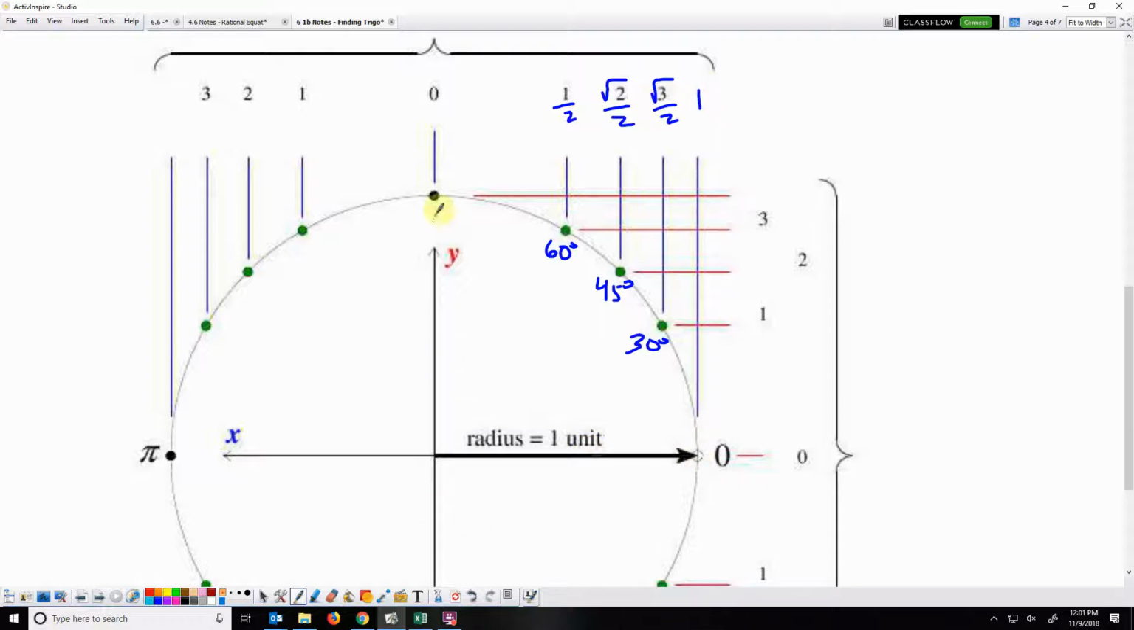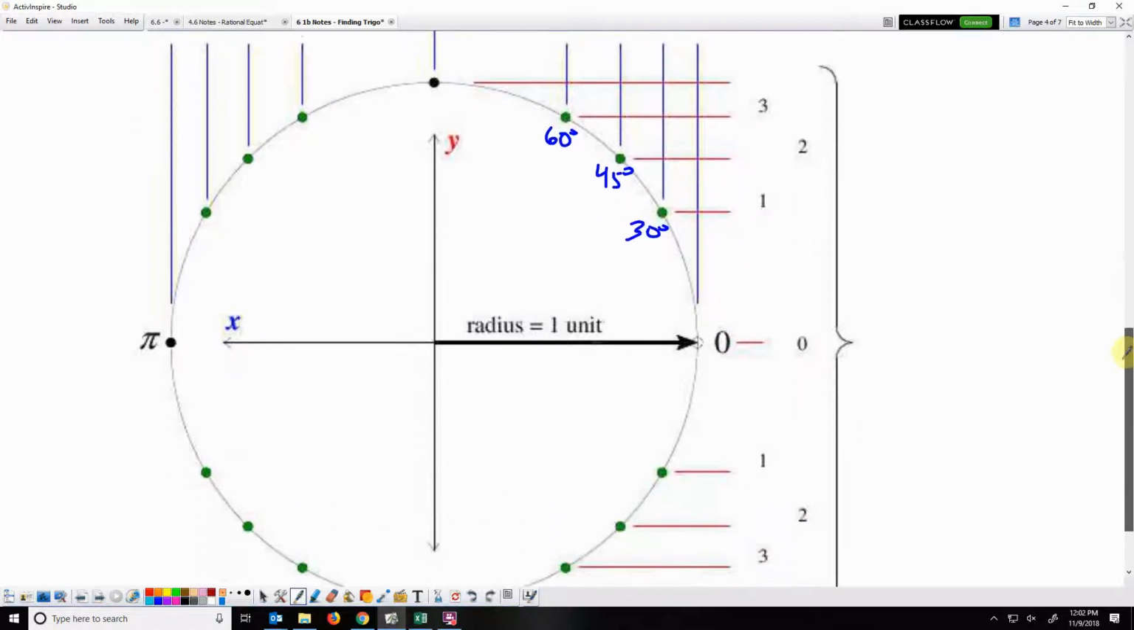To the left, it's the same way. If I go 1 out to the left, now it's negative 1 over 2. 2 positions out to the left is negative root 2 over 2. 3 positions to the left is negative root 3 over 2. And all the way out to the left is negative 1. Okay?